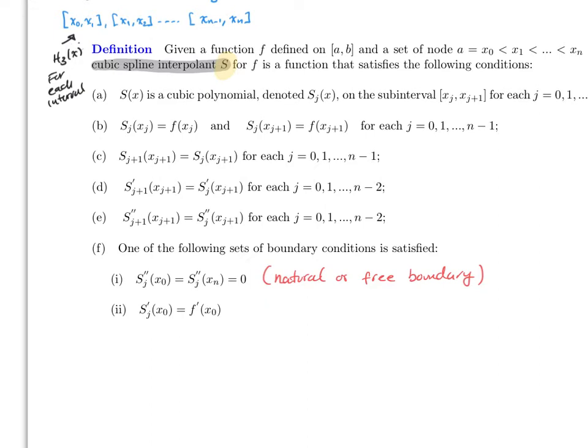Now if we use the first derivative instead at the endpoints, so that means S prime of j of xn equals the derivative of f at xn, then this one is called a clamped boundary. And depending on whether we're using this boundary or this one, the process is slightly different. Alright, so let's try an example and see how this works.